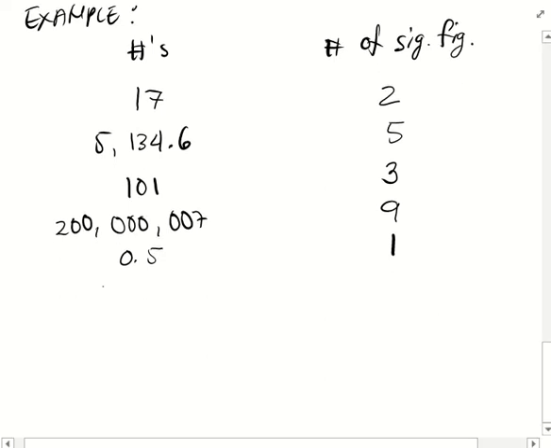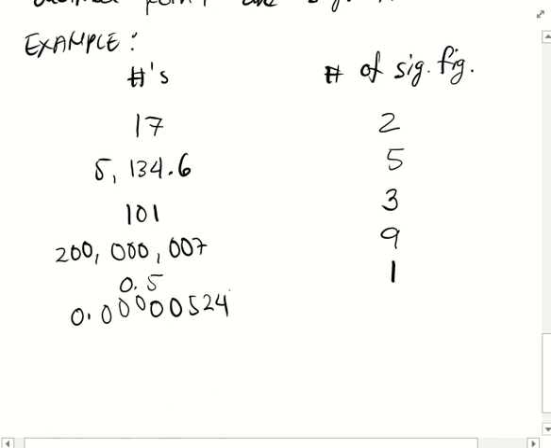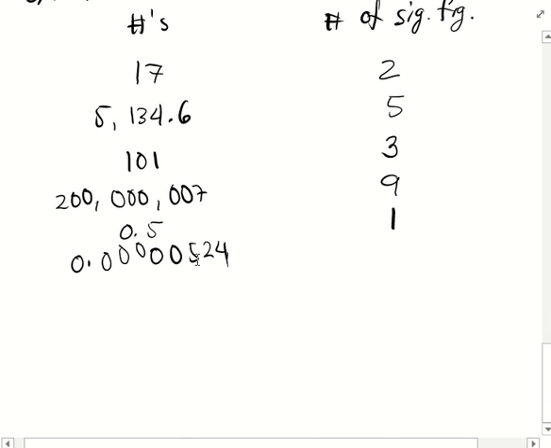Next, how about this one? 0.000000524. How many significant figures? Again, rule number 3, before. So these zeros are before this non-zero number, so we consider them all not significant. If we count the number of significant figures, we only have 1, 2, and 3. So this is only a 3 significant figure number.